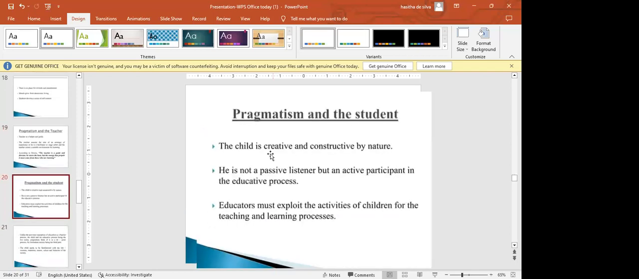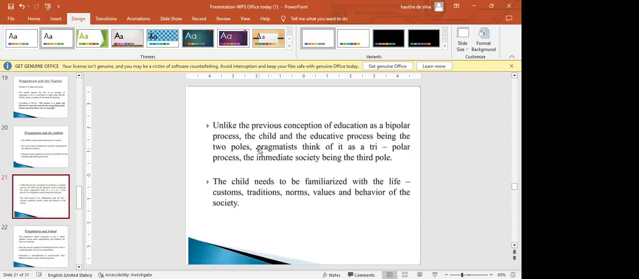Pragmatism and the student. The child is creative and constructive by nature. He is not a passive listener, but an active participant in the educative process. Educators must exploit the activities of children for the teaching and learning process. Unlike the previous conception of education as a bipolar process, the child and the educative process being the two poles, pragmatists think of it as a tripolar process, the immediate society being the third pole. The child needs to be familiar with the environment.